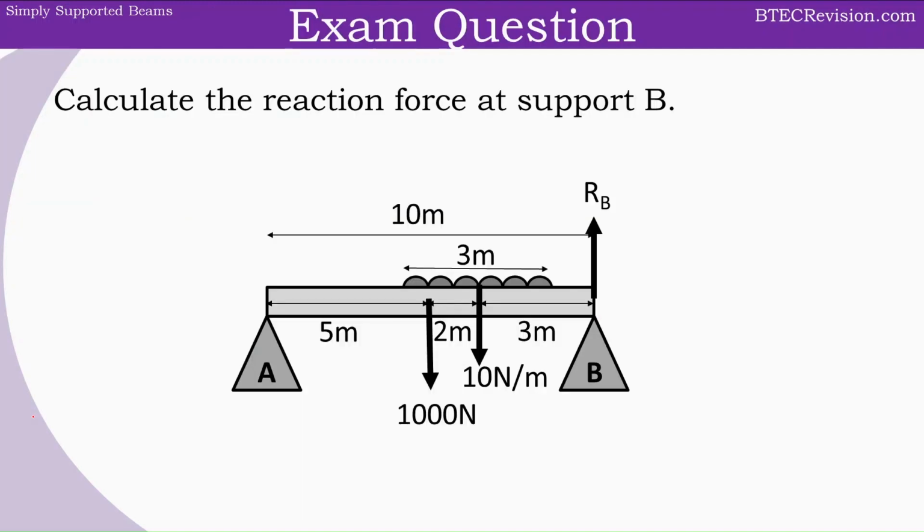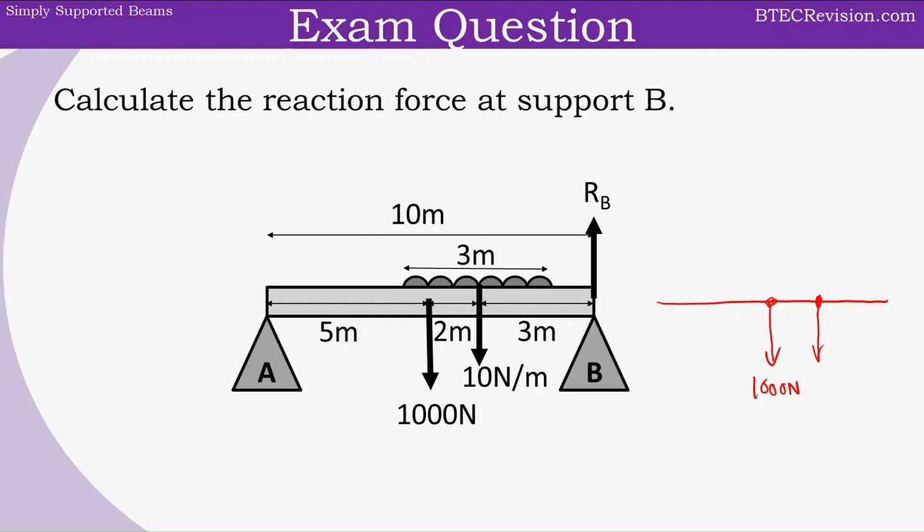Now let's look at an example. We're going to calculate the reaction force at support B. First, we're going to draw a free body diagram. Here we can see the beam can be drawn as a straight line. Next, we can draw the center of mass, which has a weight of 1000 newtons. It's important to note here the UDL can be treated as a point load. So therefore, we can draw the UDL going down.